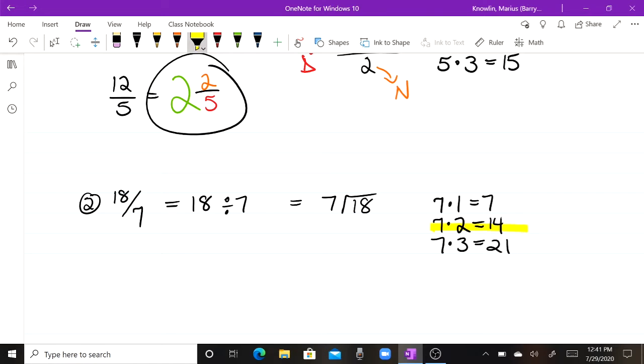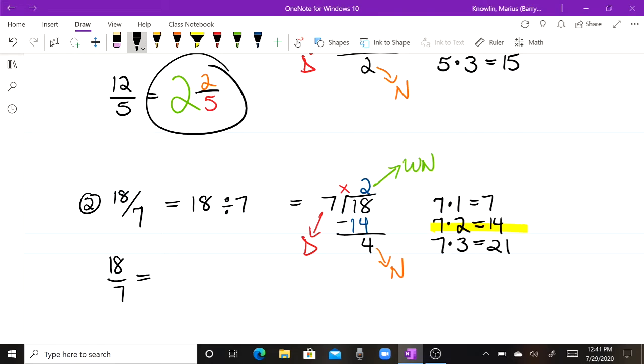So the closest we can get to 18 is 7 times 2. And 7 times 2 is 14. So we go ahead and subtract. 18 minus 14 is 4. We know right here we can go ahead and stop. The 2 on the top is our whole number. The 4 down here is our numerator. And the 7 is going to remain our denominator. So if I wanted to rewrite 18 divided by 7 as a mixed number, I would write 2 and 4 sevenths. 2 and 4 sevenths. And that would be our final answer.